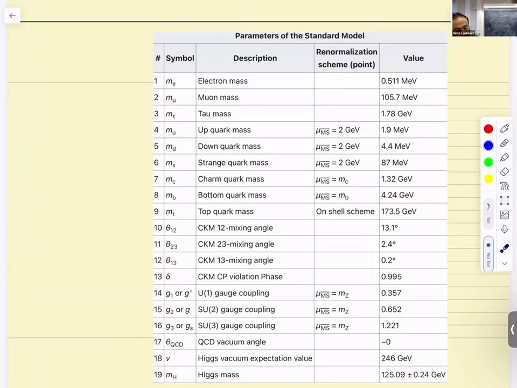These masses, you could view them as the Yukawa couplings. These are the CKM matrix angles. Of course, now, an important fact. You see that here, the masses of these guys are coded in MS-bar prime. Do you know why that is?